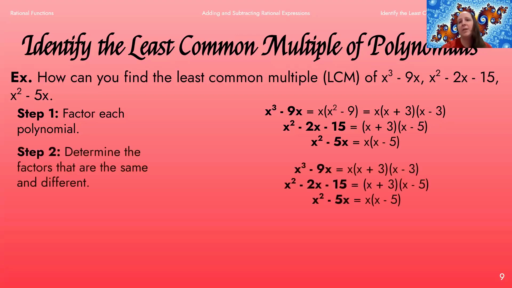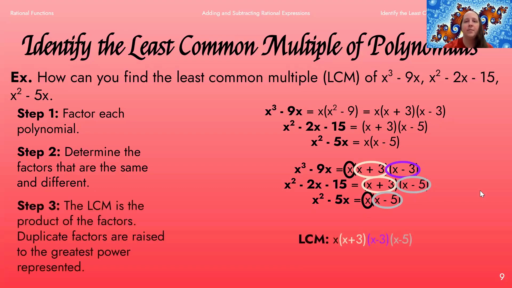Looking for what's the same and what's different: my first and my third have an x. My first and my second have an x plus 3. Then I have that x minus 3 at the top. And then my second and my third have an x minus 5. So my LCM is x, because I have this one grouping of x plus 3, the yellow, x minus 3, the purple, and x minus 5, the gray. So that's the LCM of those three polynomials.